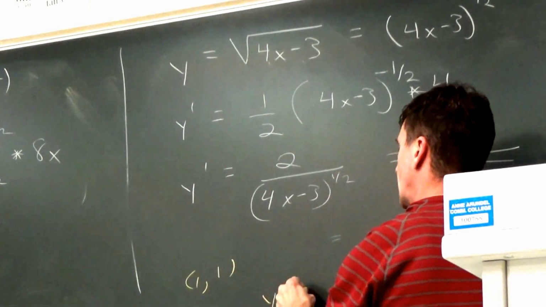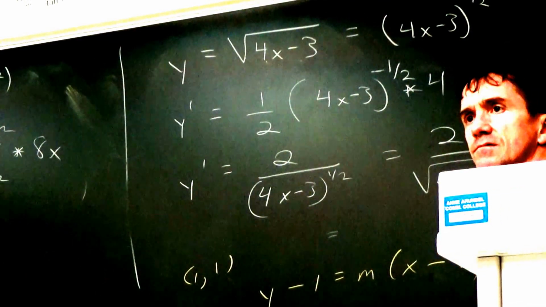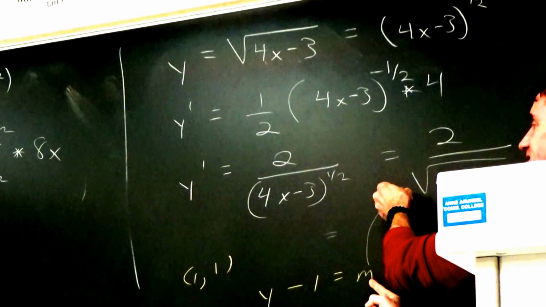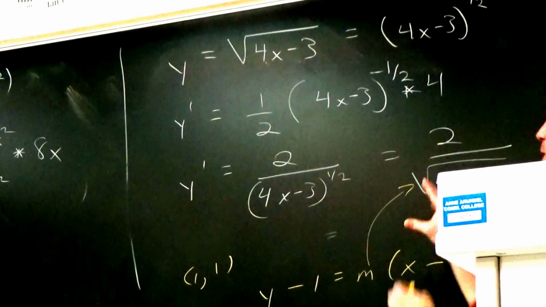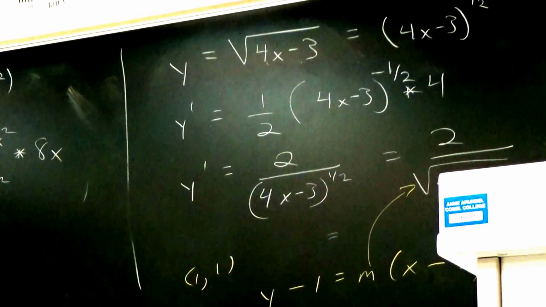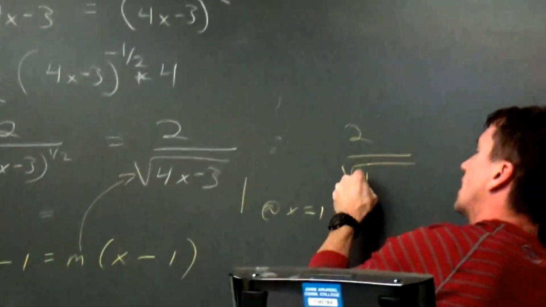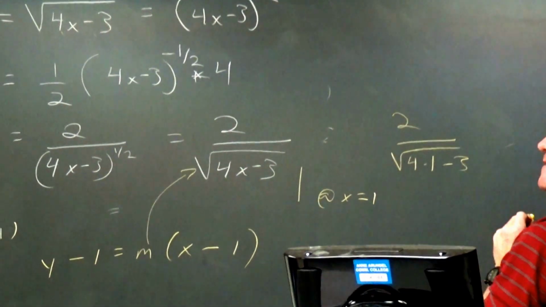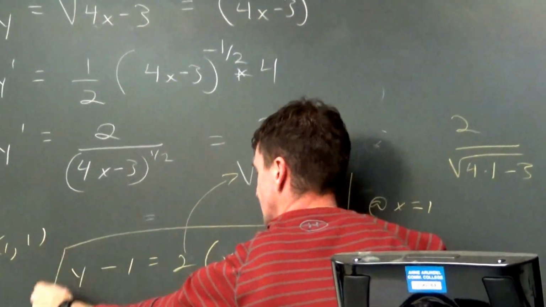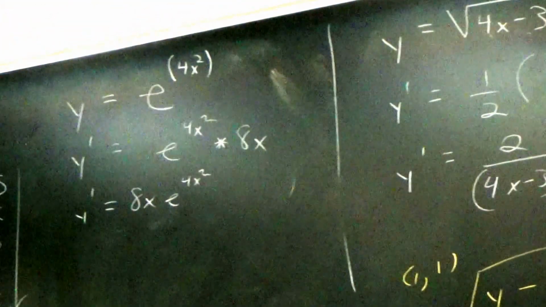You would say y minus y sub 1 equals m times x minus x sub 1. But how do I get m? M is this. But where do you have to evaluate this? We evaluate this slope at what x value? 1, at x equal to 1. And what is 2 over the square root of 4 times 1 minus 3? Done. There it is. That's the equation of the tangent line drawn to that curve.